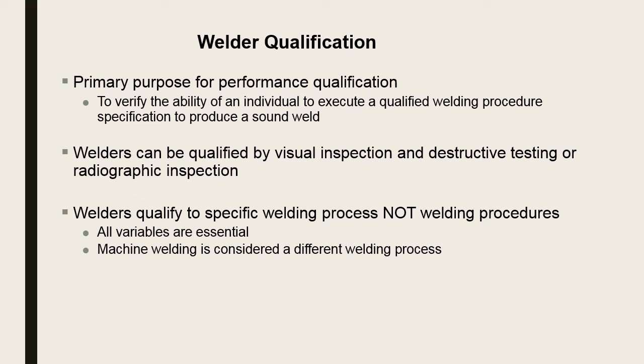So when it says all variables are essential, it's saying that those that are listed are essential. For ASME Section 9, for procedure qualification, you have essential variables, supplementary essentials, and non-essential variables. For welder qualification, everything is just an essential variable. But this gets back to, you're not qualifying to a specific welding procedure, you're qualifying to a process. Let's say flux core arc welding, and you're qualifying to make sure that the welder can deposit sound weld metal. That's the gist of welder qualification.